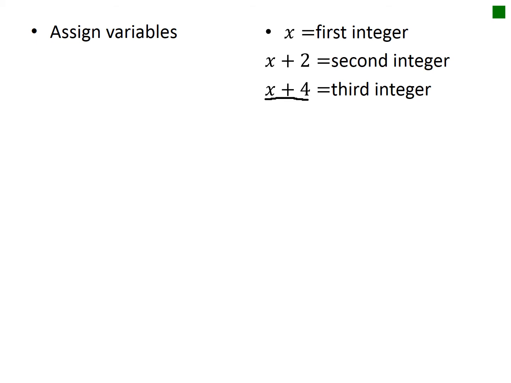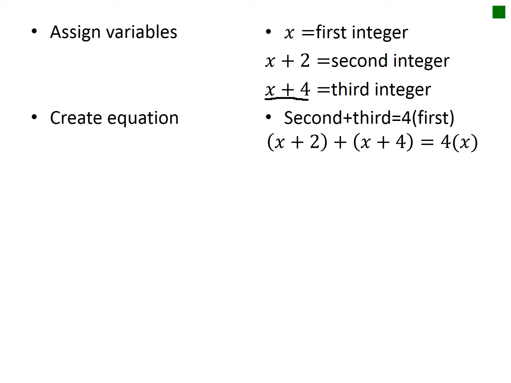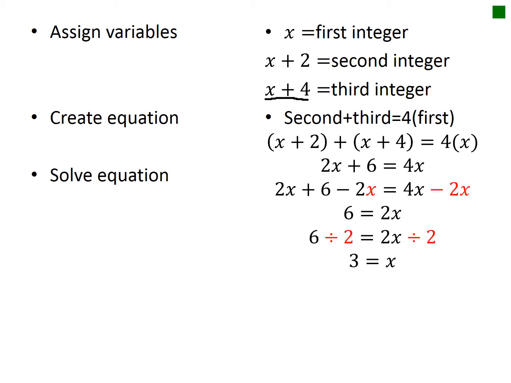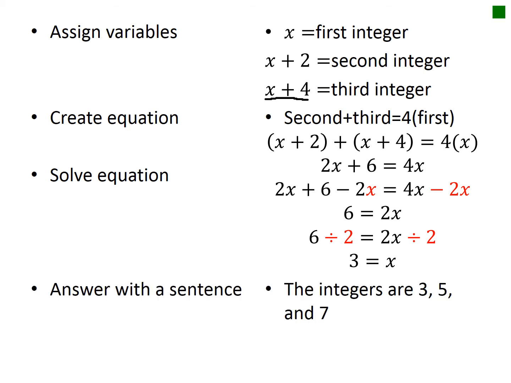Once we have our variables assigned, we can write our equation. In this case, the equation that we're going to write comes from the information that we're told that our second integer plus our third integer is equal to 4 times the first integer. We can substitute in the variables that we assigned and then go through the process of solving the equation. Once we have the solution, now we need to go back and answer the question using a full sentence.